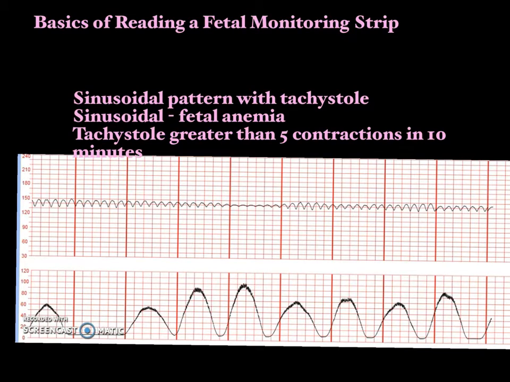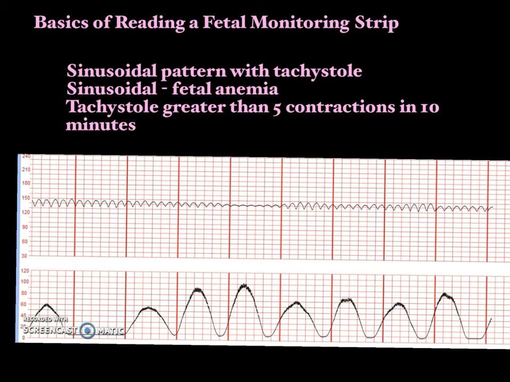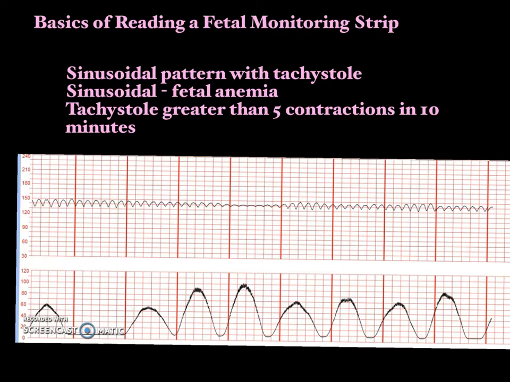Sinusoidal, remember, is fetal anemia. And the tachysystole, greater than 5 contractions in 10 minutes. And that has to kind of be over like a 30-minute average. But when you see that, you know you have a problem. And that tachysystole happens a lot with your hemorrhagic disorders and your uterine rupture.